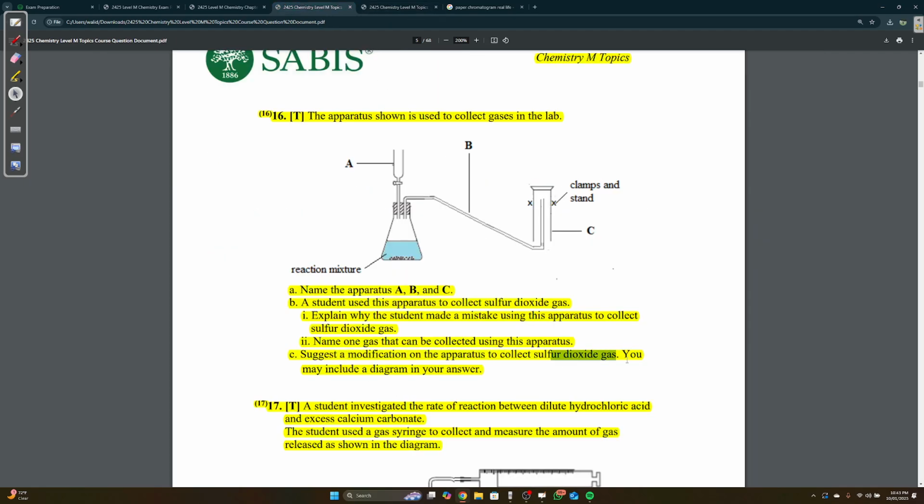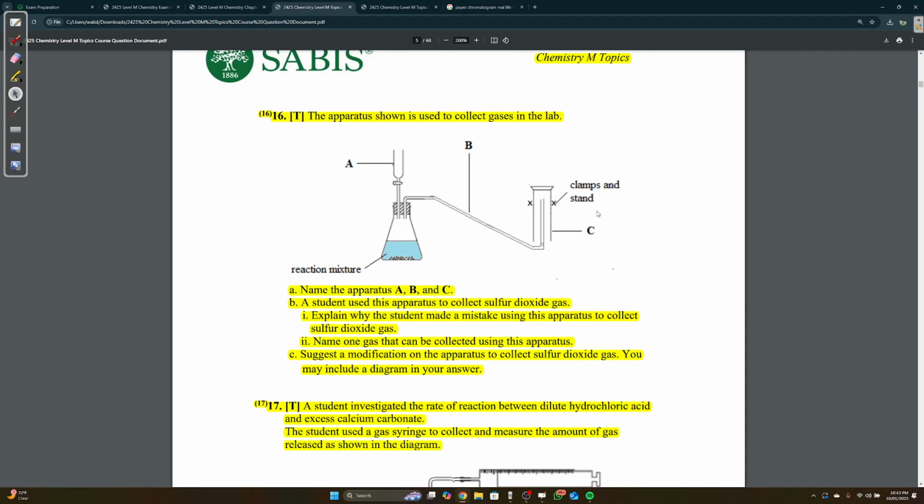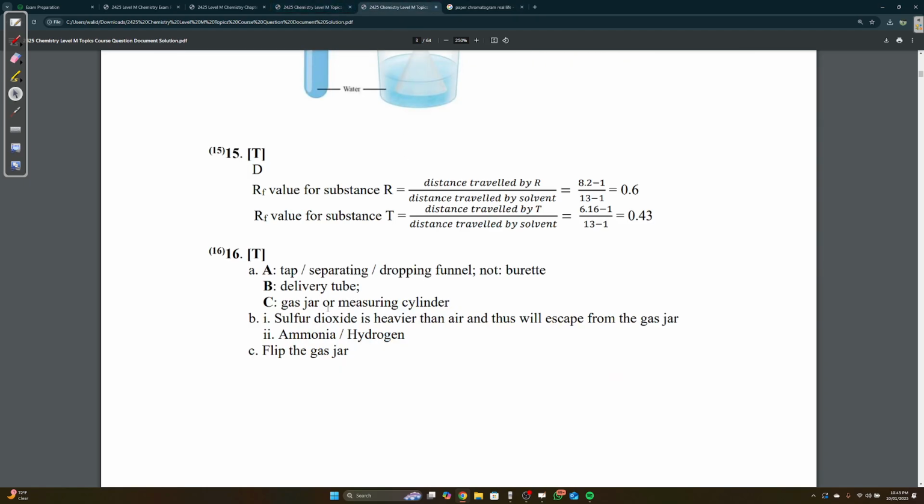Suggest a modification to collect sulfur dioxide gas. You may include a diagram. Of course, to collect sulfur dioxide, we said it should be downward delivery. So you just flip the measuring cylinder upside down, right? Flip the gas jar, whatever. They're calling this the gas jar for some reason. But now we said it's measuring cylinder. Yeah, don't say gas jar. Measuring cylinder. And I like saying measuring cylinder.